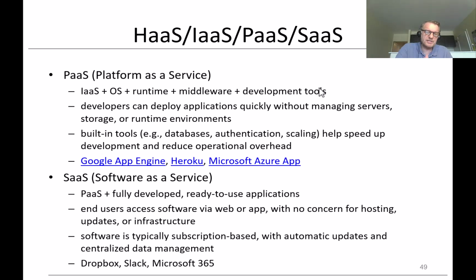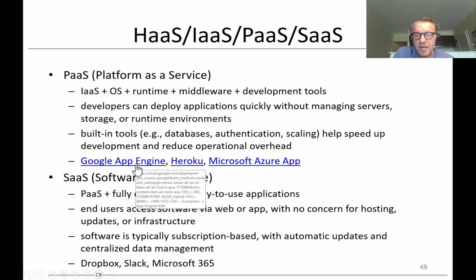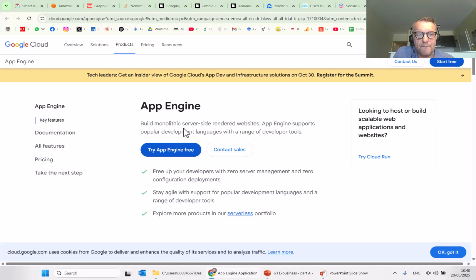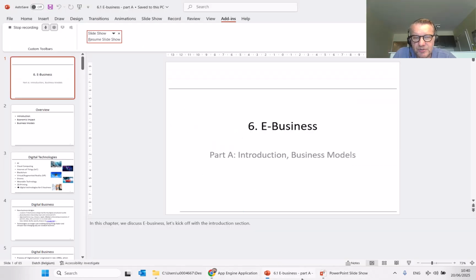It will also have built-in software and tools, database software, authentication, scaling that helps you with development and reduces the operational overhead. So PaaS is really very useful for application developers because it provides the entire application development environment for them. Example is the Google App Engine, right? Let's just open this, which allows you to build monolithic server-side rendered websites using popular development languages and a range of developer tools such as Java, Python, etc.